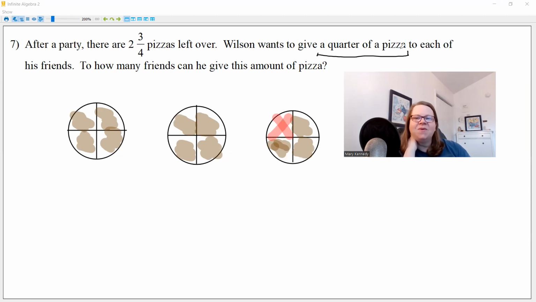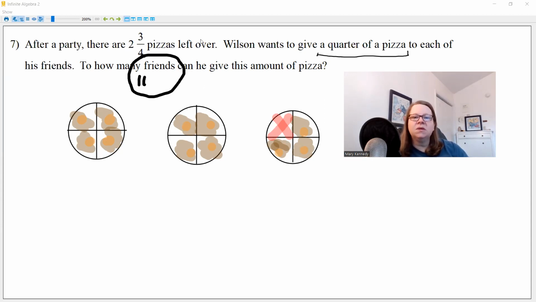All right. He wants to give a quarter of a pizza to each of his friends. So think about how many quarters that is. 1, 2, 3, 4, 5, 6, 7, 8, 9, 10, 11. I mean, that's the answer. You can give 11 friends a quarter of a pizza if you have 2 3/4 pizzas left. So that's like a visual representation. So if you're good with that, that makes sense to you, I'd say go for it.